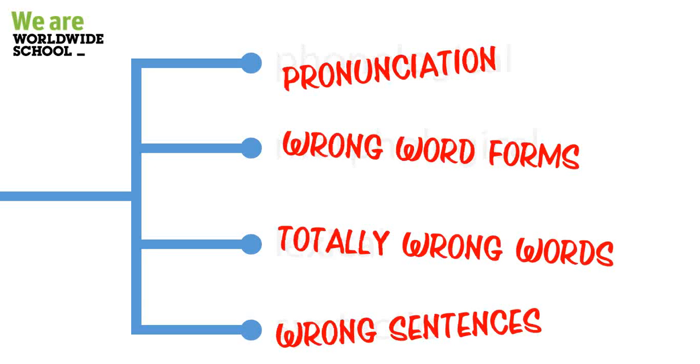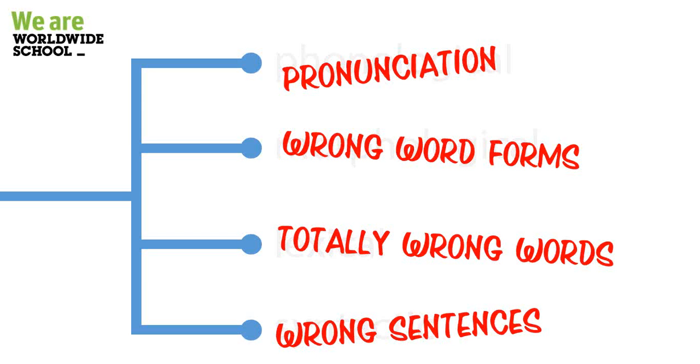So phonological errors are about pronunciation mostly. Morphological errors are about using wrong word forms. One of the mistakes that people make, for example, is when they talk about their jobs, rather than saying "I am responsible for this and that," they sometimes say "I am responsibility for this and that," which obviously is wrong, because we should not use a noun in this structure.